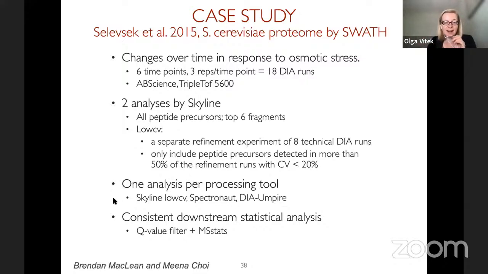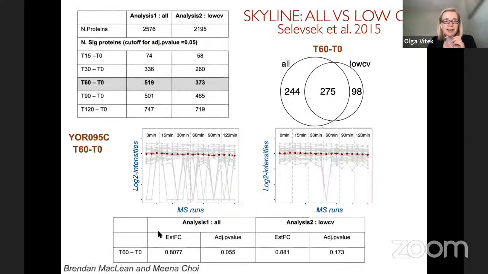And then after that, we processed it in Skyline, regular and low CV. The data were also processed with Spectronaut and, back then, with DIA Empire. After that, we used consistent downstream statistical analysis with MSstats, but having this additional Q filter, the quality of the identification cutoff. So this is a comparison between the data sets. This is when we work with all the precursors, and this is where we only work with precursors which have low CV.